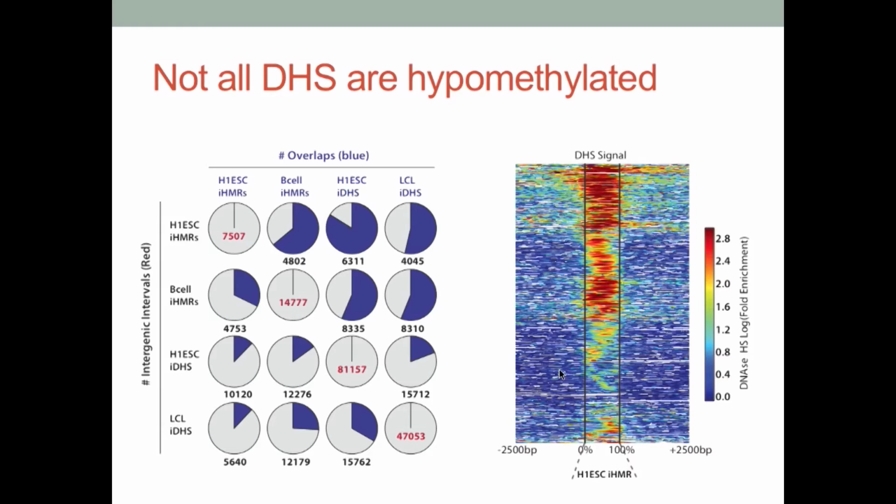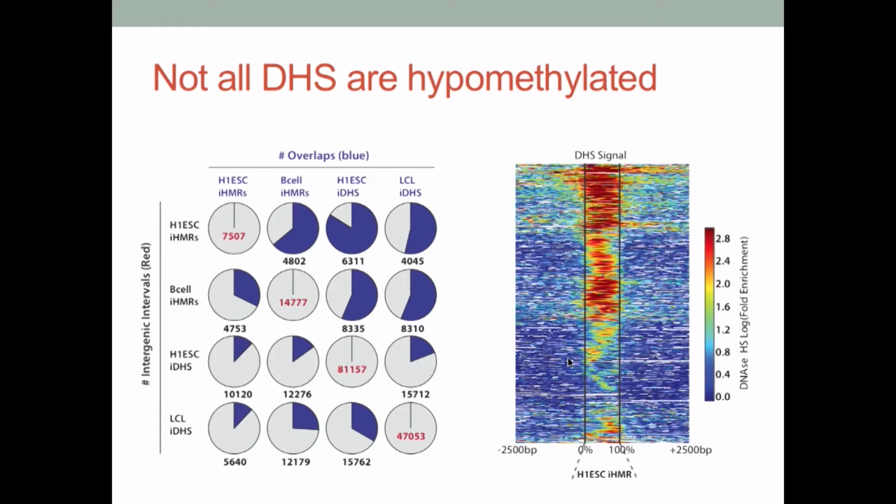And for the ones that don't seem to overlap DHS sites, if you look at the DHS signal, and that's what this heat map is here, we're looking across H1 HMRs and the DHS signal. You can see that for most of them, there is some DNase hypersensitivity, except that for a subset of them, the DHS signal is slightly lower. But if you take the reverse and you ask how many DHS sites are hypomethylated, so how many DHS sites overlap an HMR, there's actually a smaller subset of DHS sites that overlap an HMR.